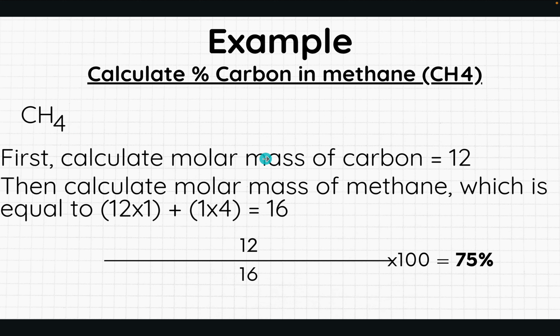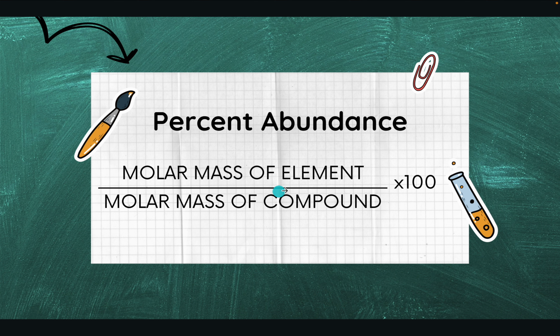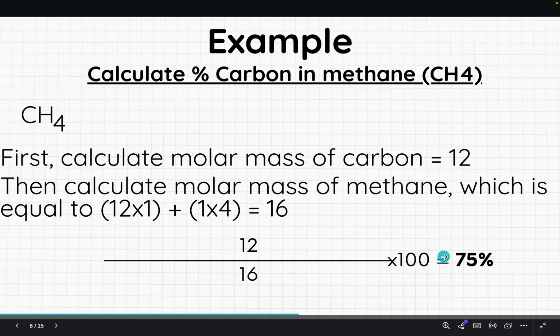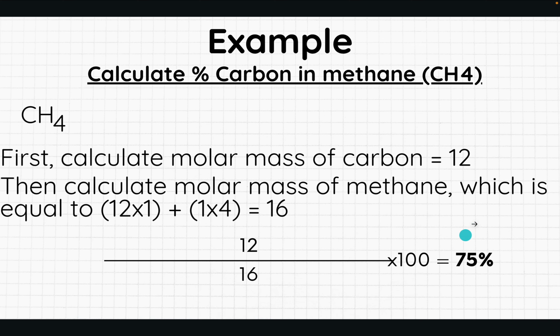So first, the molar mass of carbon on the periodic table is 12. The molar mass of methane is the molar mass of carbon plus the molar mass of 4 hydrogens, so 12 times 1 plus 1 times 4 is 16. So we do the molar mass of the element, in this case carbon, 12, divided by the molar mass of the compound, which is 16, times 100, which equates to about 75%, which means methane is 75% carbon.